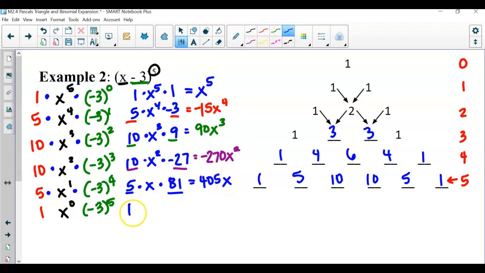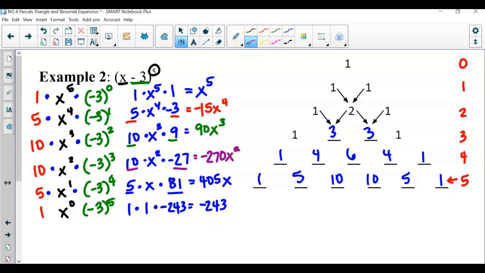Last row here we go. So you've got 1 times, anything to the 0 power is 1, then times. Notice how what's happening to the signs with the negative. I started with a positive, then I went negative, positive, negative, positive. So what's this going to be? Negative. And then 3 to the fifth power, you should get 243. So -243. So then really that last term is -243.